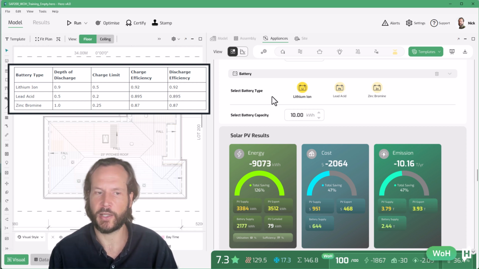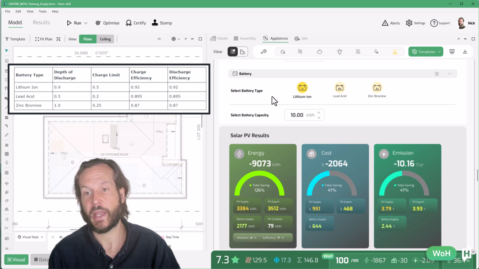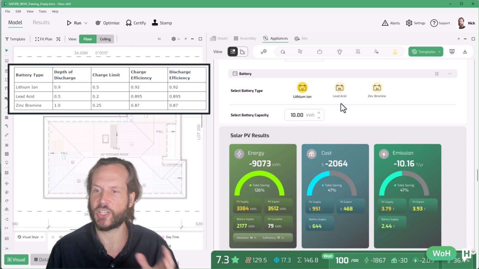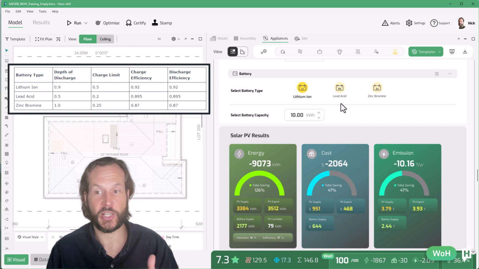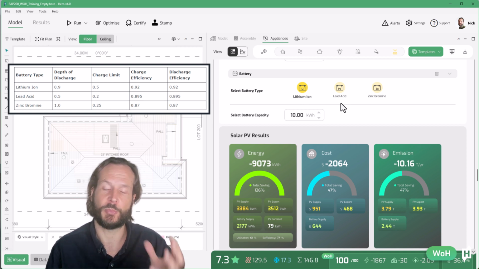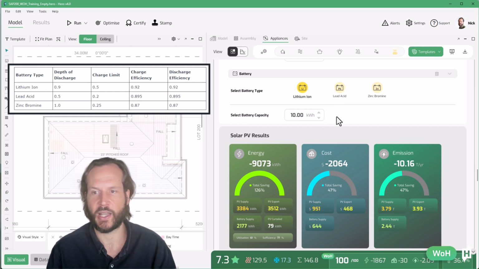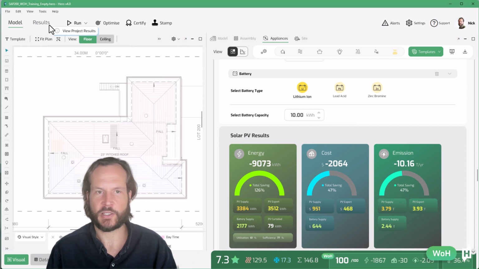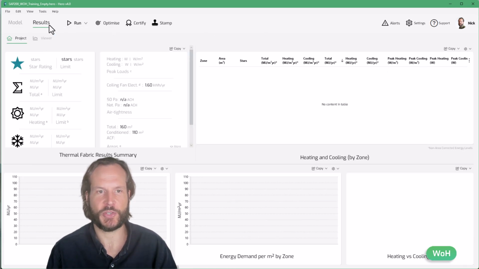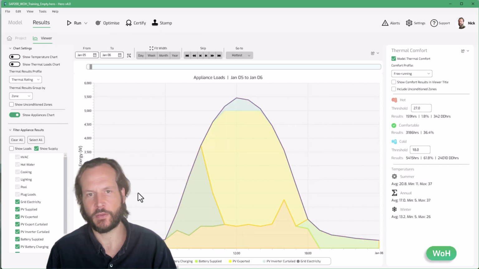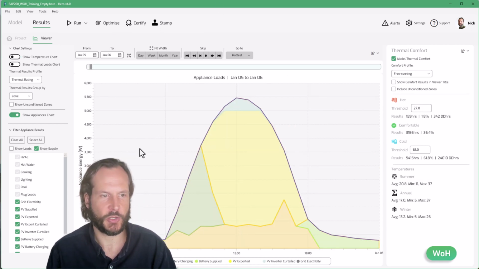They have varying levels of depth of discharge, of how much of your overall battery capacity you can safely use before potentially impacting battery life. They also have slightly different charging and discharging efficiencies, as well as charge limits. So the proportion of the total battery capacity that you can push into it in 1 hour when charging. So let's look at how this calculation in solar is occurring using the new hourly results viewer in Hero. So this day shown here is a pretty good example.